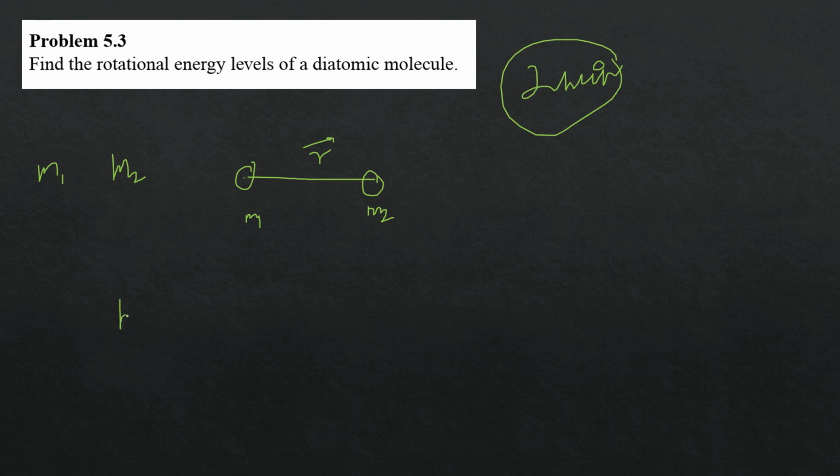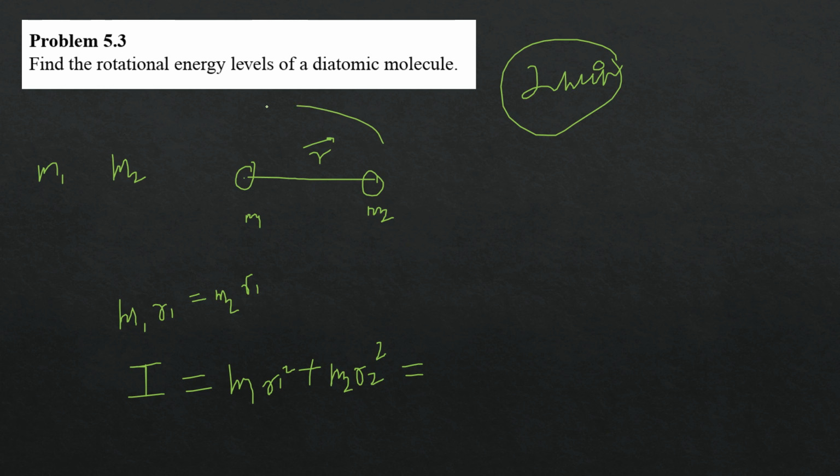So M1 R1 will be equal to M2 R2, where R1 and R2 are the distances from the center of mass. So the moment of inertia of the system, of the diatomic molecule, will be M1 R1 square plus M2 R2 square.